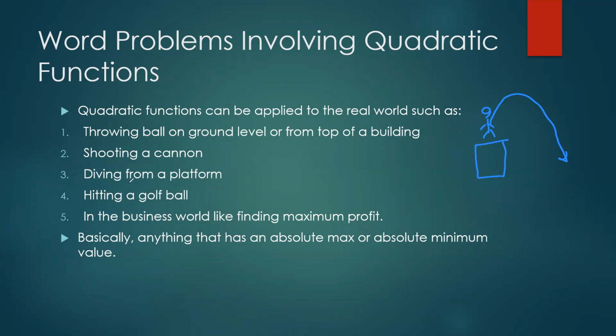Diving from a platform, right? It's an upside down parabola. Hitting a golf ball. In the business world, it's like finding the maximum profit. So basically anything that has an absolute max or an absolute min is related to quadratic functions.